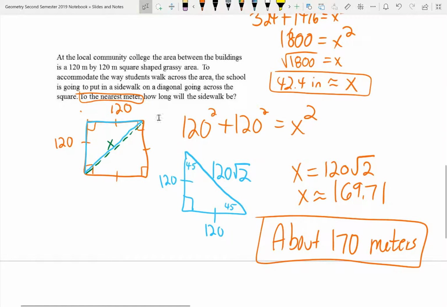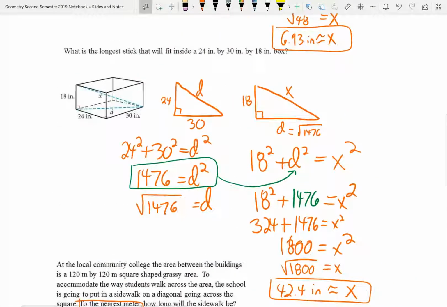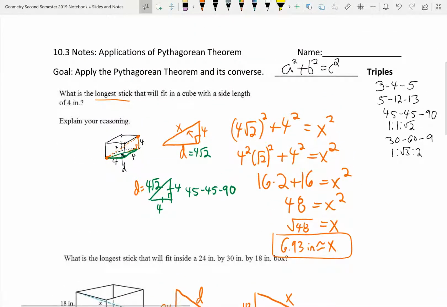That concludes the notes from 10.3. I did also hand out some notes on radical review, and I'll go over that in a separate video. But in terms of the 10.3 content, this is going to be it.